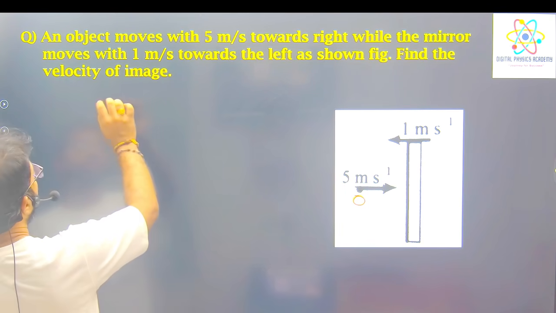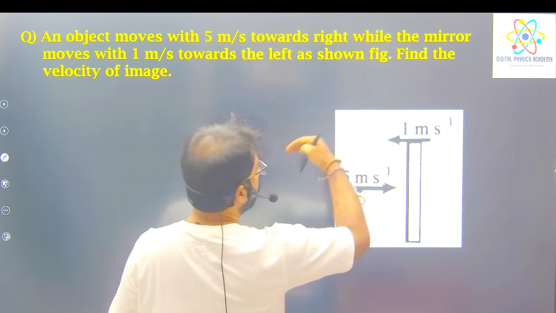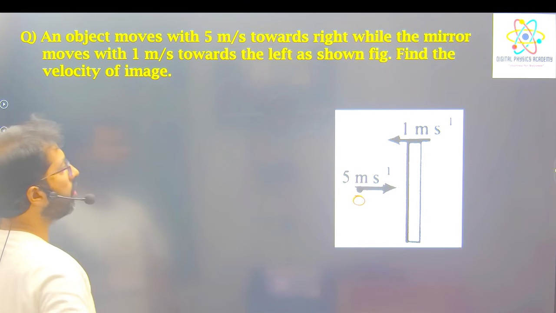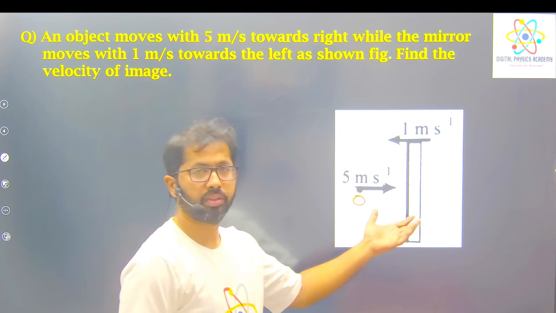While the mirror moves with 1 meter per second towards the left. The mirror is moving left side 1 meter per second as shown in the figure. Find the velocity of the image. Image velocity is how much?